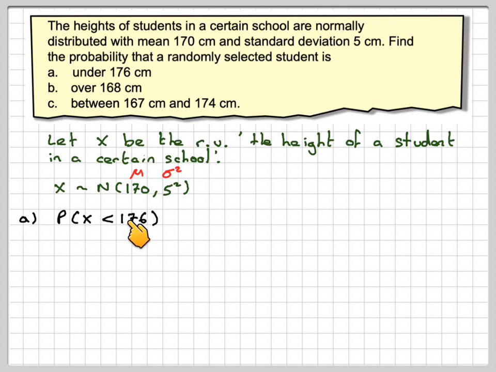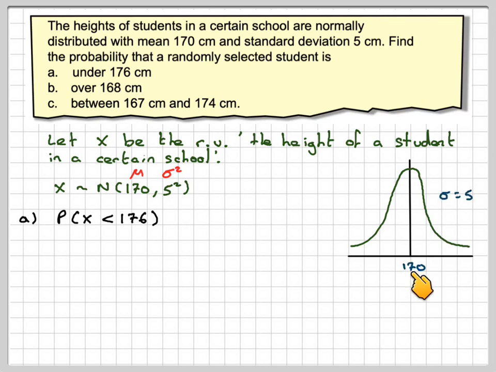So we want the probability that x is less than 176. Now it's a good idea to draw a diagram. So here the mean is 170, the standard deviation is 5. Where is 176? It's somewhere around here. So you put a line and then you want less than, so you shade to the left of that line.